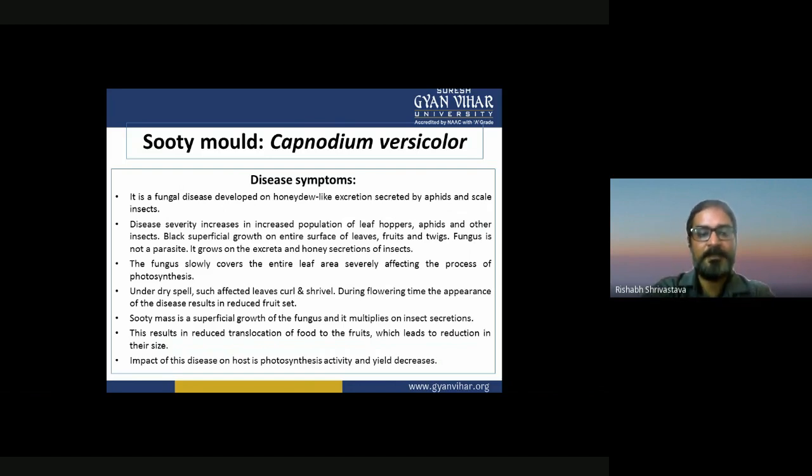The fungus is not a parasite. It grows on the excreta and honeydew secretions of insects. The fungus slowly covers the entire leaf area, severely affecting the process of photosynthesis. Under dry spells, such affected leaves curl and shrivel. During flowering time, the appearance of the disease results in reduced fruit scent.